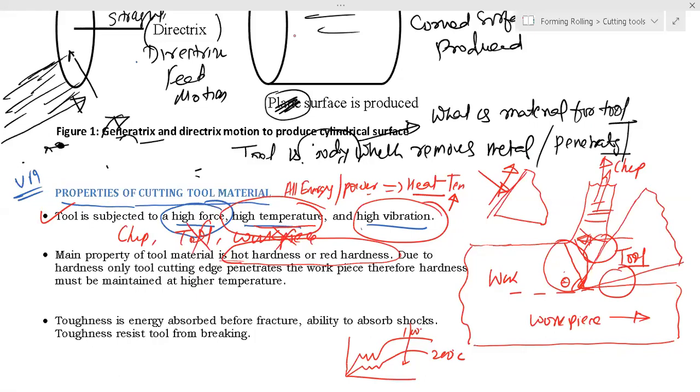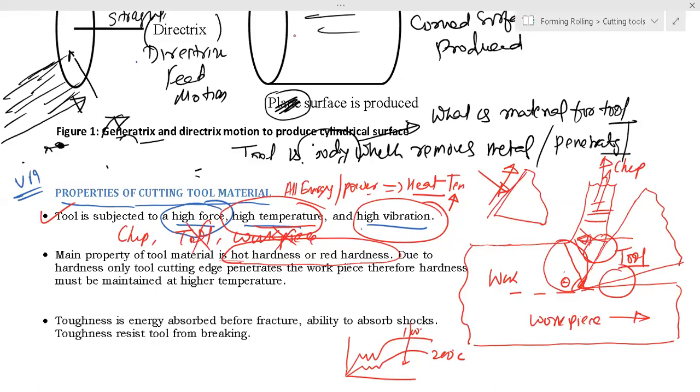Now, the tool material must be harder than the workpiece. If it is not hard, how will the tool material penetrate, how will it cut the workpiece? So hardness is a very important property of tool material. But the problem is the heat generated in the machining process. Cutting force into cutting velocity is the power required, and all this power is consumed to generate heat only. Either the tool gets heated, or the chip gets heated, or the workpiece gets heated.